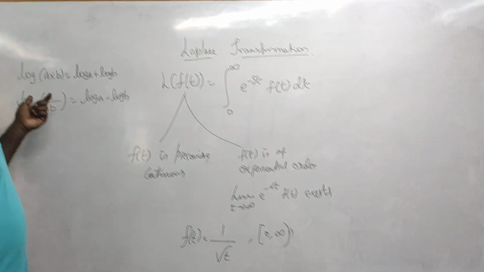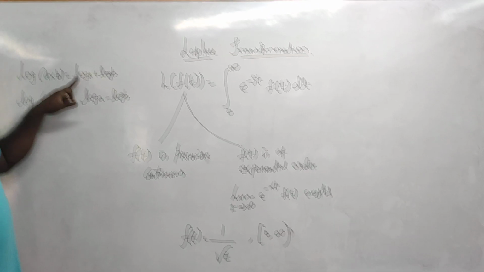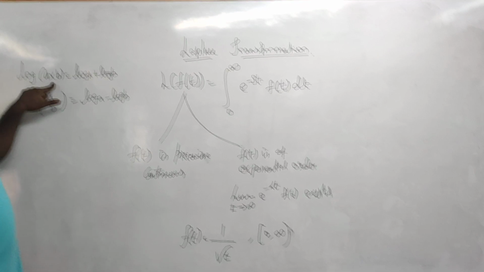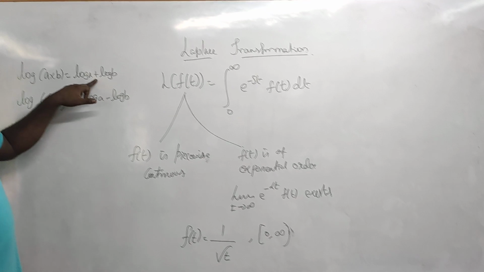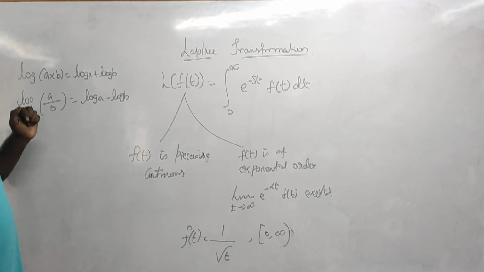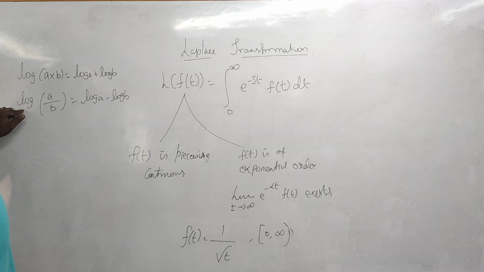As we know, the logarithmic transformation converts the process of multiplication to the simple process of addition. As you know, log of a into b is equal to log a plus log b. Compared to multiplication, the operation addition is simple. Also, the logarithm of a by b is equal to log a minus log b. So this transformation converts the process of division to the simple process of subtraction.